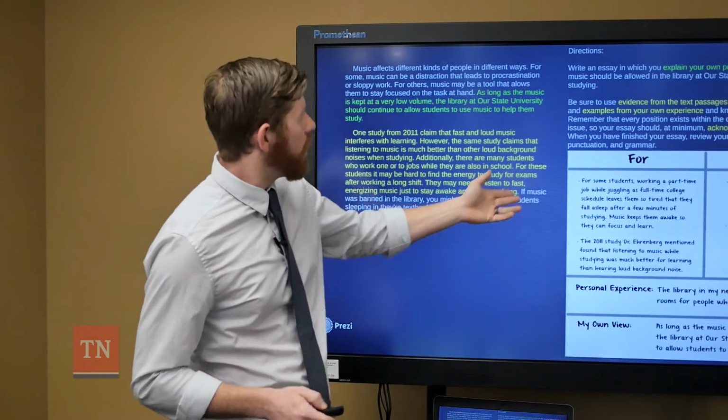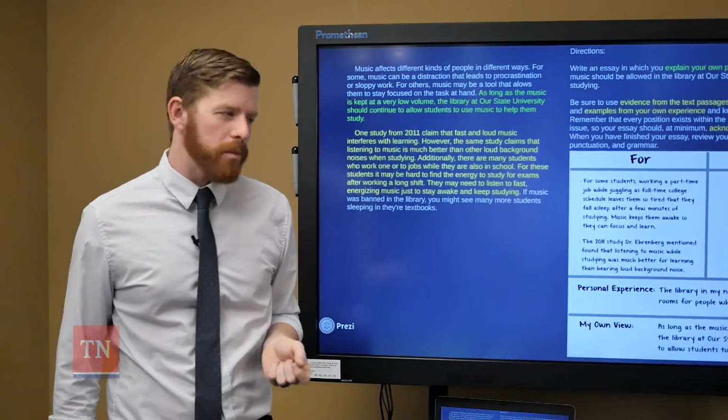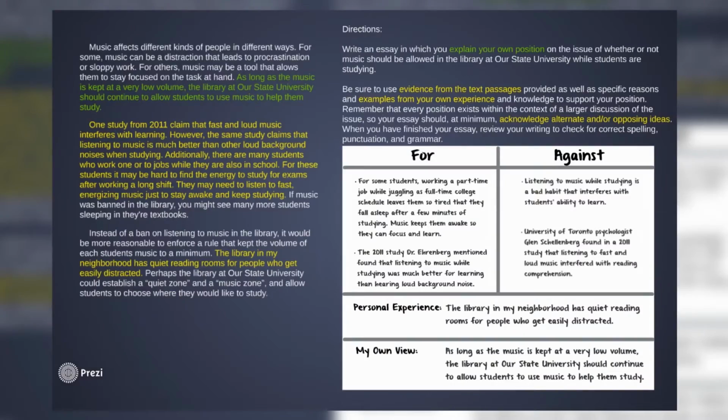So lastly, all I really need to do is put some examples from my own experience to really strengthen my argument. So we'll say this. Instead of a ban on listening to music in the library, it would be more reasonable to enforce a rule that kept the volume of each student's music to a minimum.